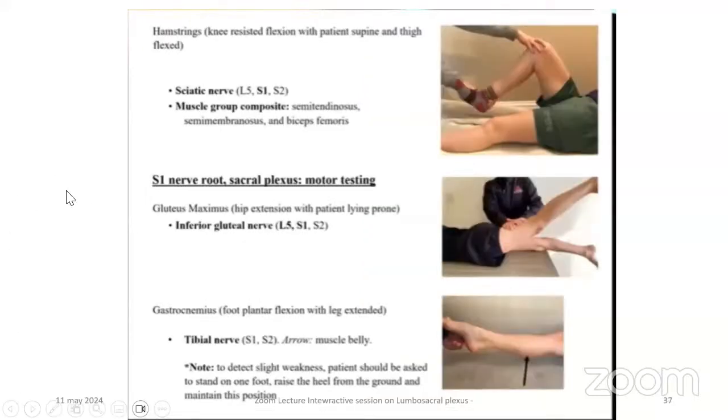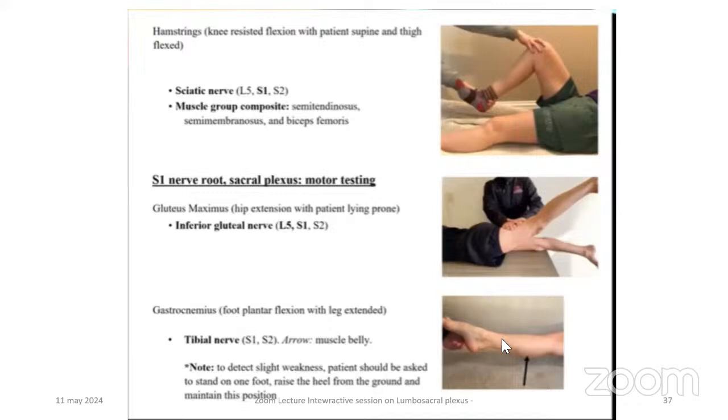And some more we can show: sciatic nerve and hamstrings, knee resisted flexion with patient supine and thigh flexed. This is the sciatic nerve function. You are testing semitendinosus, semimembranosus, biceps femoris. What you are testing is flexion of the knee. S1 root, what do we do? For S1, we have to test the hip extension, that is gluteus maximus, which is supplied by the inferior gluteal nerve. And you see tibial nerve, another function is gastrocnemius, that is foot plantar flexion. You can see the plantar flexion testing.